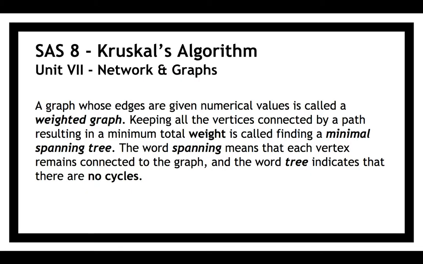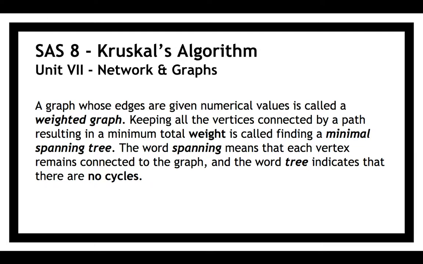All right, new vocab. A graph whose edges are given numerical values is called a weighted graph. Keeping all the vertices connected by a path resulting in the minimum total weight is called finding a minimal spanning tree. Now, in this particular phrase, the word spanning means that each vertex remains connected to the graph, and the word tree indicates that there are no cycles. In other words, there are no duplicate or redundant pathways between vertices. So they don't have duplicate paths through other vertices or just directly back to it.